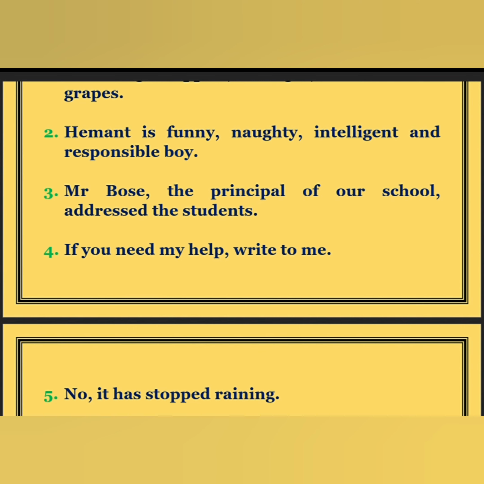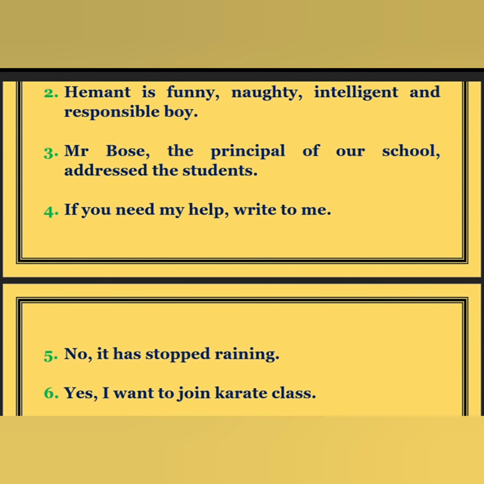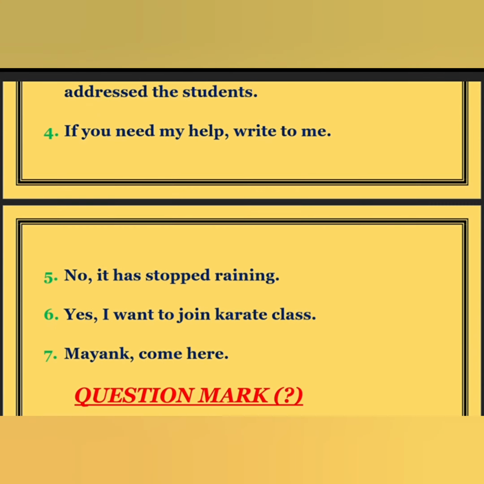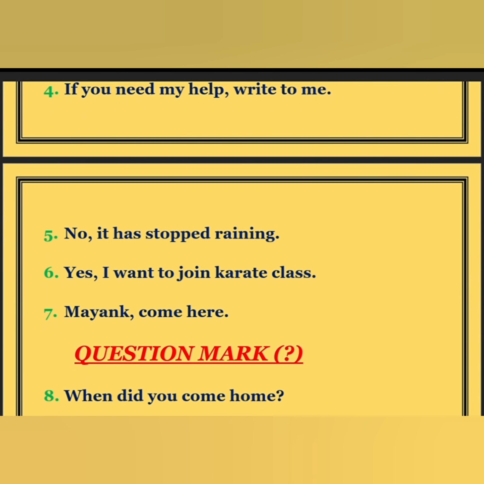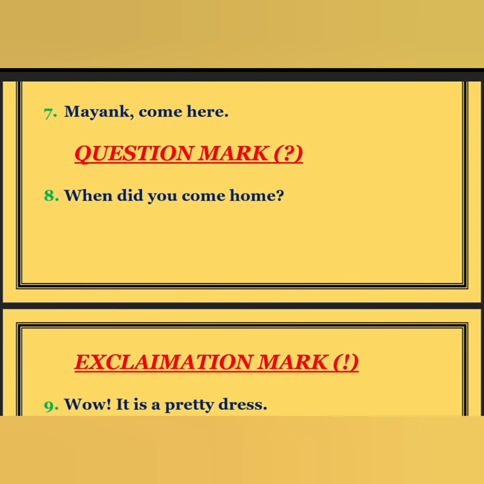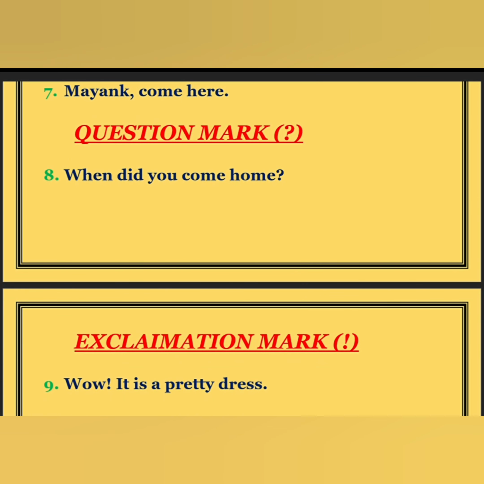Like the first one, no, it has stopped raining. Then, yes, I want to join karate classes. Then, Mayank, come here. Now the question mark. We use a question mark after a question or at the end of an interrogative sentence. You already know that. The example, when did you come home? See the question mark given at the end of the sentence.